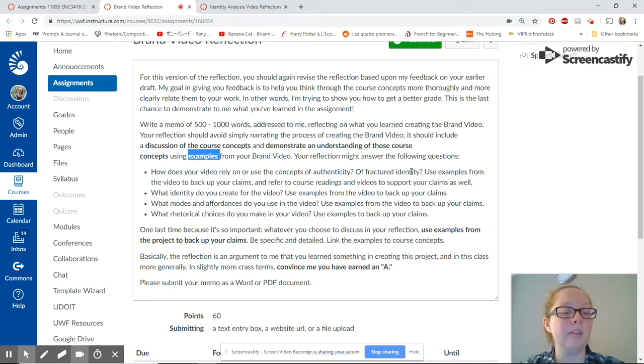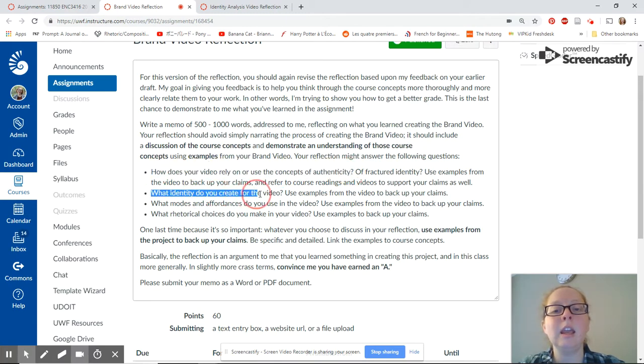So refer to a thing that you did in the video, talk about the course concept, and show me that you understand the reading. That will mean that you have to reference the reading or the video, or readings and videos. I'm seeing a lot of success when students talk about modes and affordances and rhetorical choices. You'll pretty much have those concepts down.